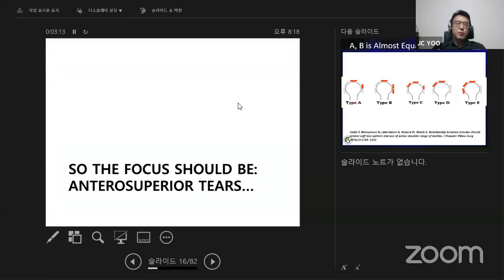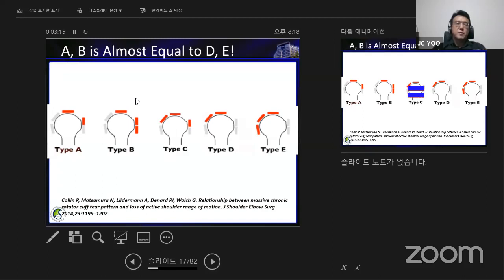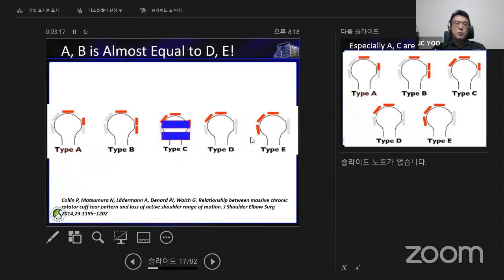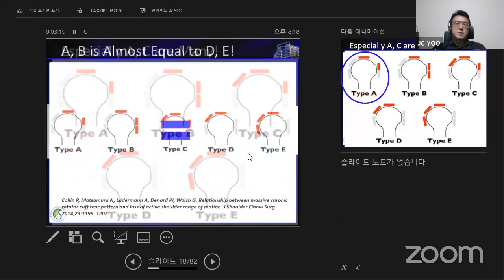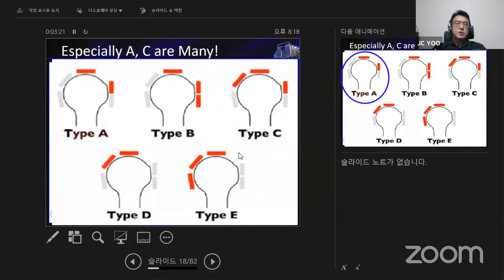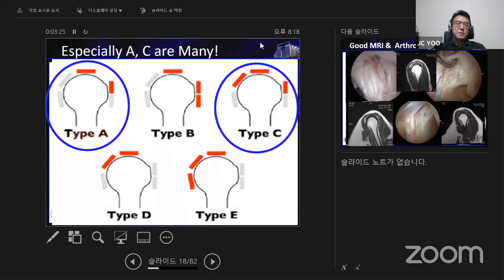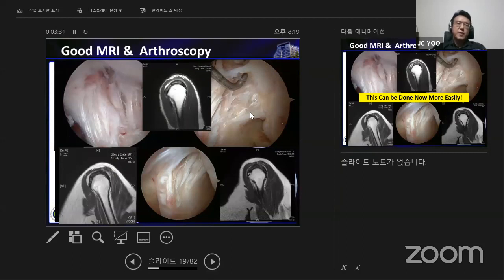So I think we should focus on anterior superior tears, and I think AB is almost the same as CD, and we're very interested in especially A and C. These are very, very common tears, and of course we can easily find these tears.